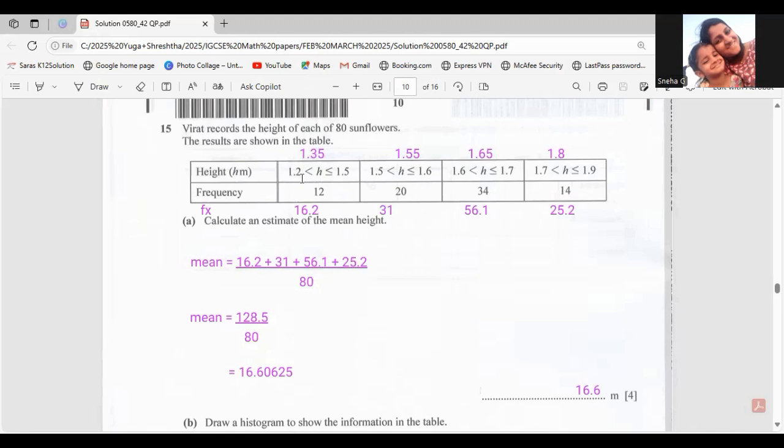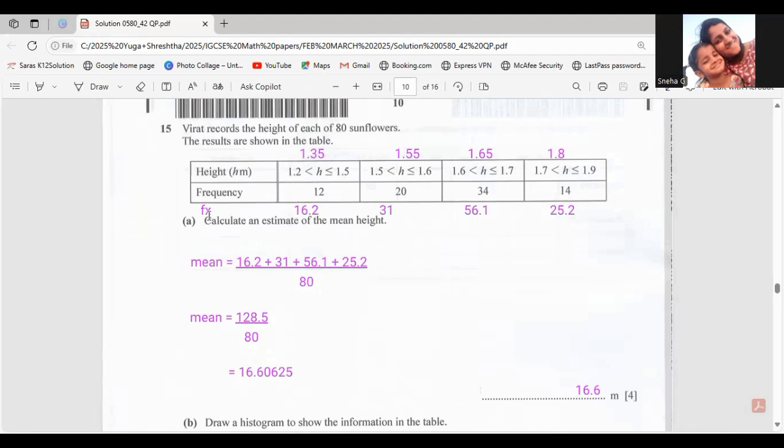So for 1.2 and 1.5, the midpoint is 1.35. For 1.5 to 1.6, the midpoint of this group is 1.55. The midpoint of the third group is 1.65 and the midpoint of the last one is 1.8. This midpoint of the class, we will multiply with frequency. First case, when I multiply x with frequency, I get fx as 16.2. Here I get 31. Here I get 56.1. And here 1.8 multiplied by 14, I get 25.2.